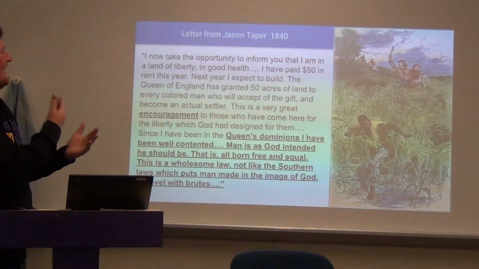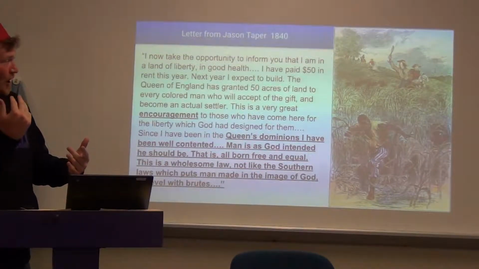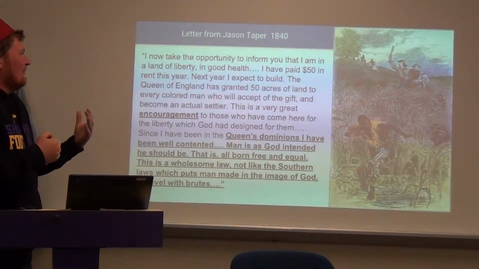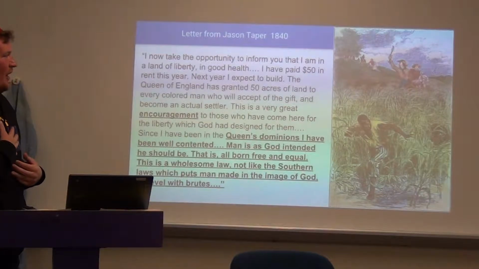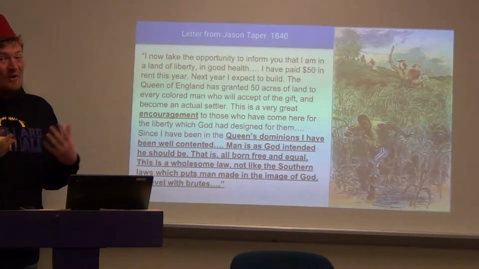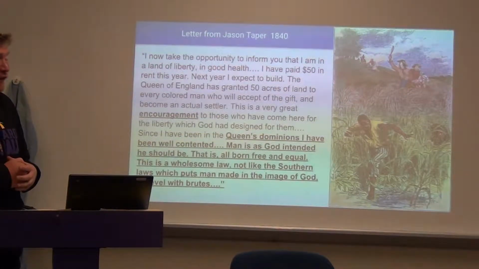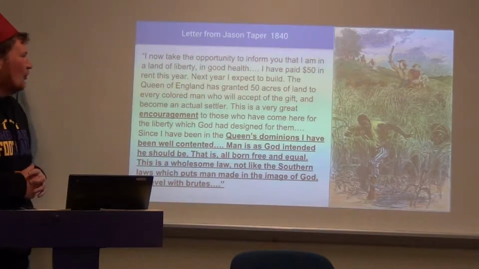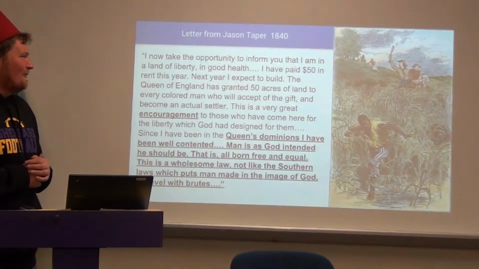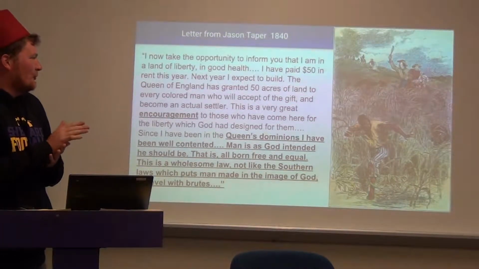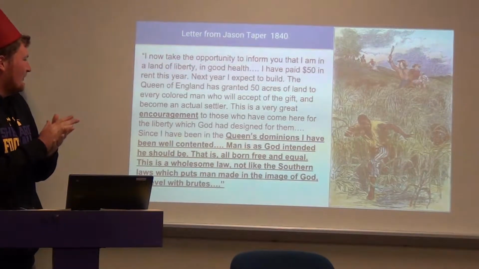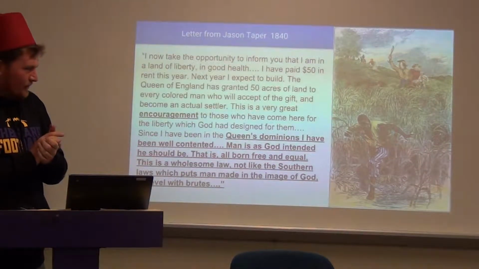He says, "I now take the opportunity to inform you all that I am in the land of liberty, in good health. I have paid $50 in rent this year. Next year I expect to build." He's referring to his own house. "The Queen of England has granted 50 acres of land to every colored man who will accept of the gift and become an actual settler."